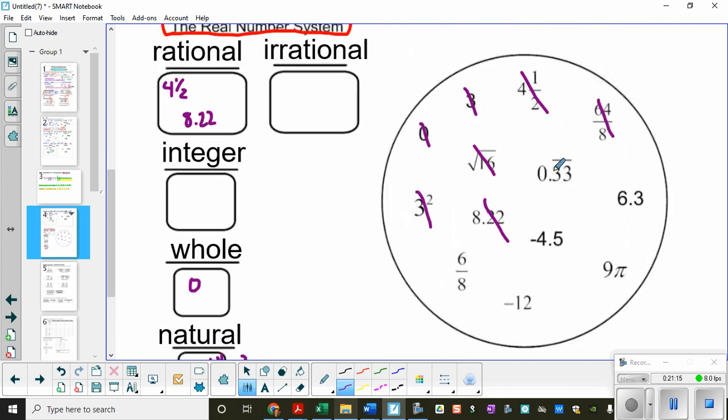Since it's a decimal that stops, we're going to put 8.22 up here under rational. All right, we have a 0.3 with the 3s with the line over it. Since it's repeating, that's a 1/3, which means it's going to be rational. 6.3 is a decimal that stops, so it's rational.